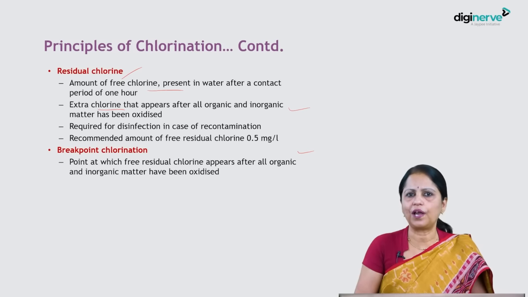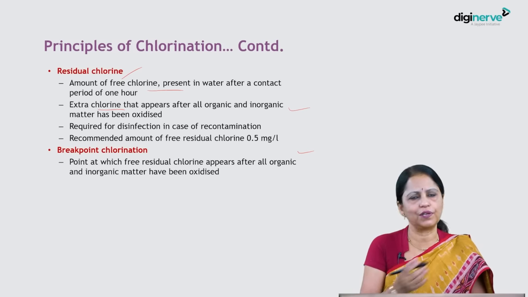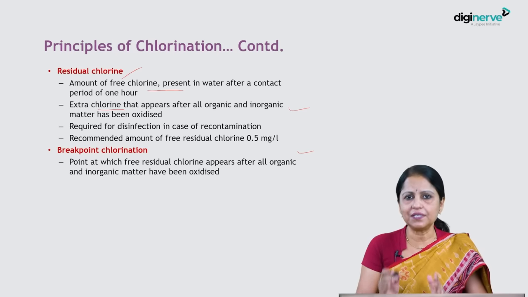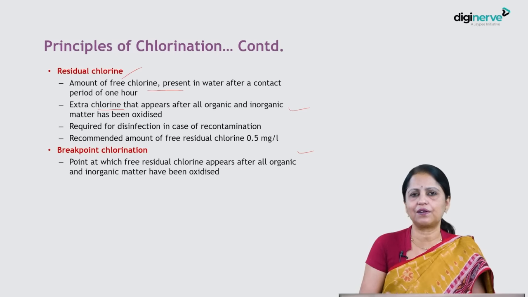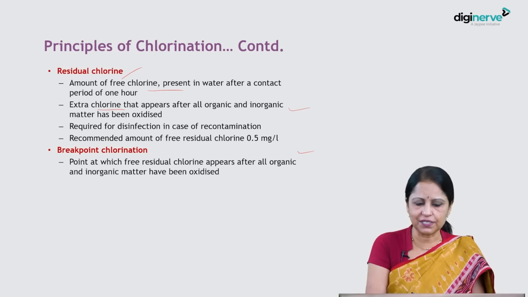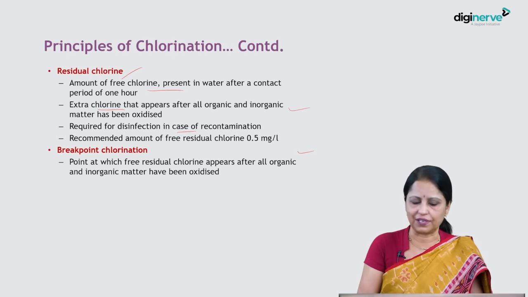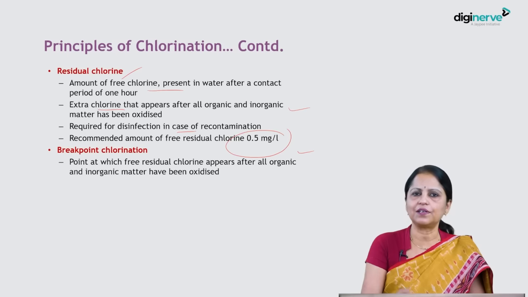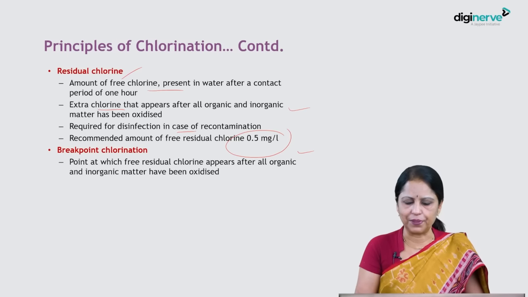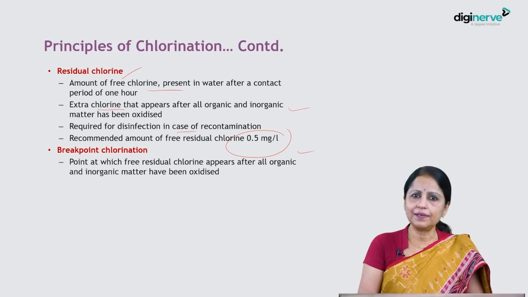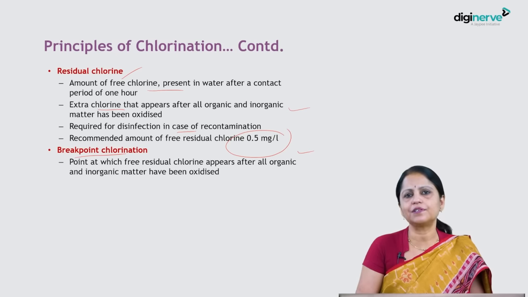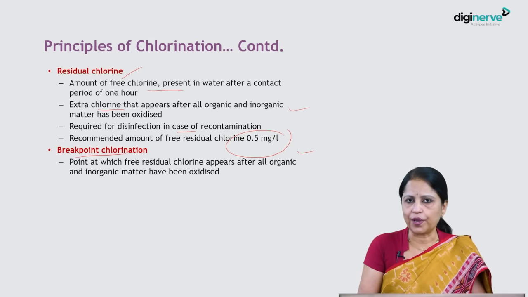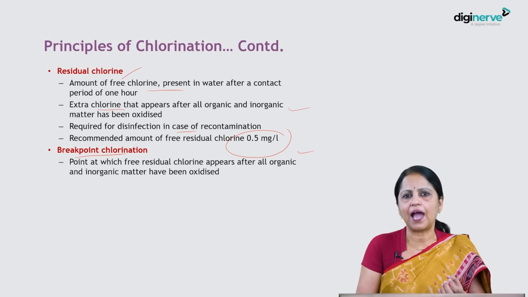So this is required. Why do we need residual chlorine? We have already done the disinfection, but this amount of residual chlorine takes care of further contamination. If the stored water subsequently gets contaminated, this residual chlorine will help to disinfect that. So that is why it is required at a concentration of 0.5 milligram per liter. Another term is breakpoint chlorination. What is this? This is the point at which all the organic and inorganic material has been oxidized and residual chlorine just starts appearing.